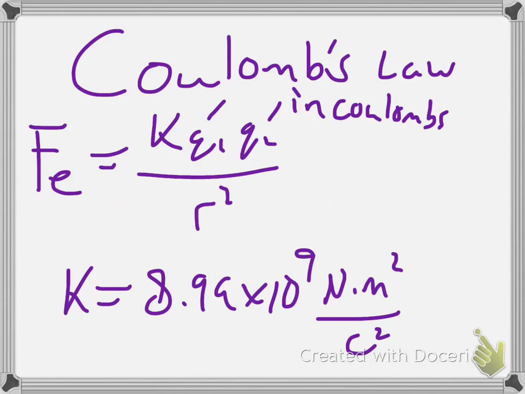Q is the charge on each object in coulombs. Don't leave them as elementary charges. And then r is just the distance between them. And it works the same as gravity, that big long gravitational equation.